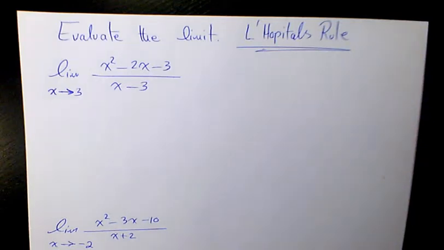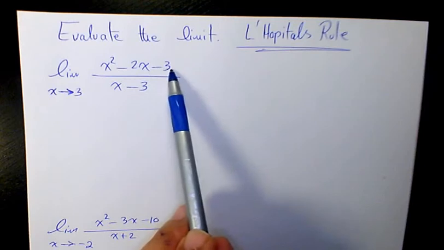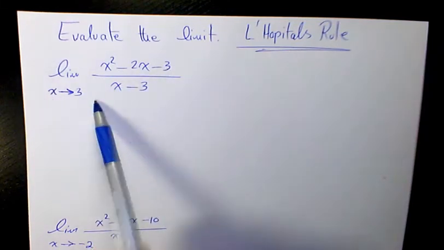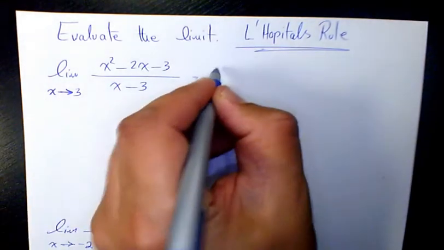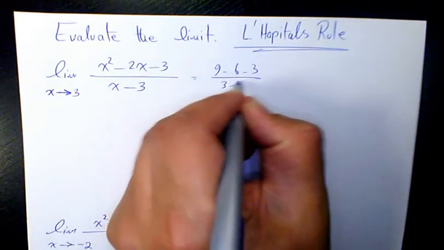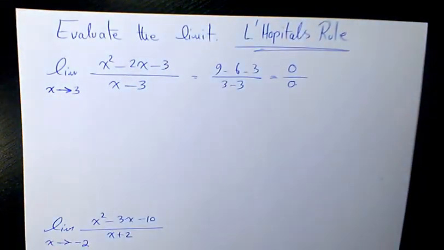Welcome to another video. In this video I want to show you how to evaluate the limit using L'Hopital's rule. The first example is the limit of (x² - 2x - 3) / (x - 3) as x approaches 3. When you substitute it there, it's going to be (9 - 6 - 3) / (3 - 3). That's going to be 0 over 0, which means that we need to use L'Hopital's rule in order to find out the limit.